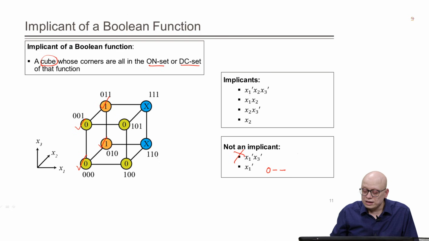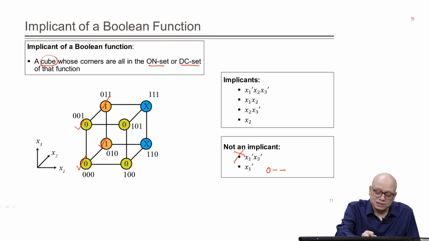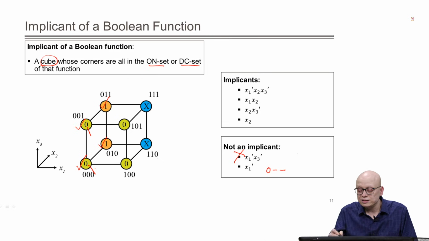Right. So, in all these corners x1 is 0 and x2 and x3 are varying. Now, again in this case these zeros are in the offset, and therefore, this is not an implicant.